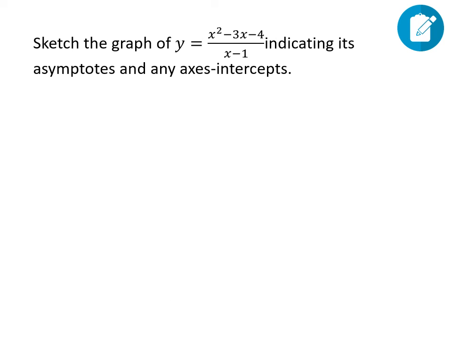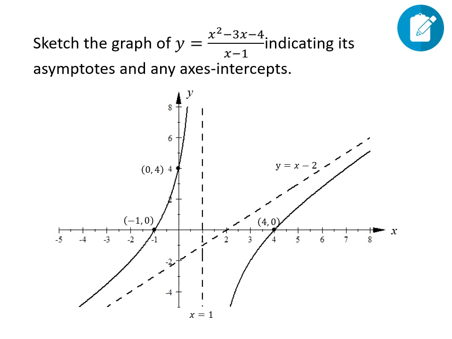This is a practice that you can do on your own, so please do pause the video and try to see how you could obtain its asymptotes. It's by doing long division, finding its x and y intercepts, putting it all on the graph. And if you do that, this would be the product of the graph that you are supposed to obtain.